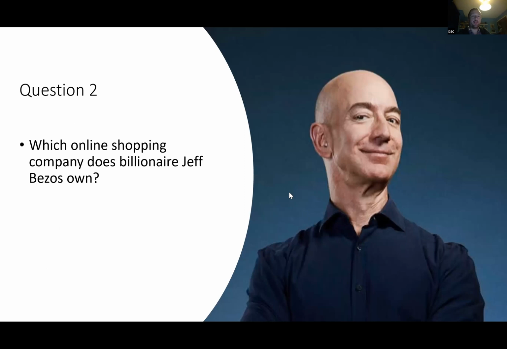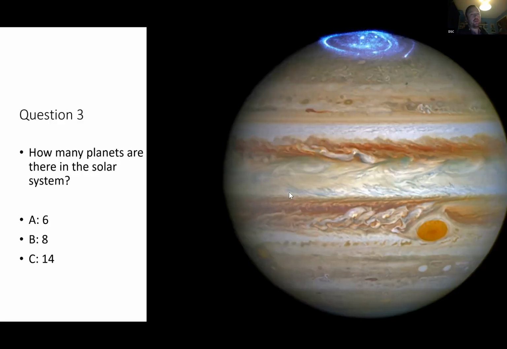Question 2. Which online shopping company does Jeff Bezos own? It is Amazon. He is the founder and owner of Amazon. Question 3. How many planets are there in the solar system? There are 8. Pluto is not a planet. It used to be a planet, from when it was discovered in 1930 up until something like 5 or 10 years ago, when they decided it was too small and didn't meet the criteria to be a planet. So there are 8 planets in the solar system.